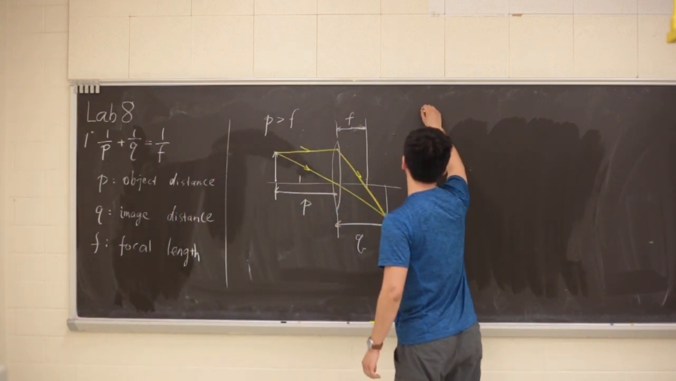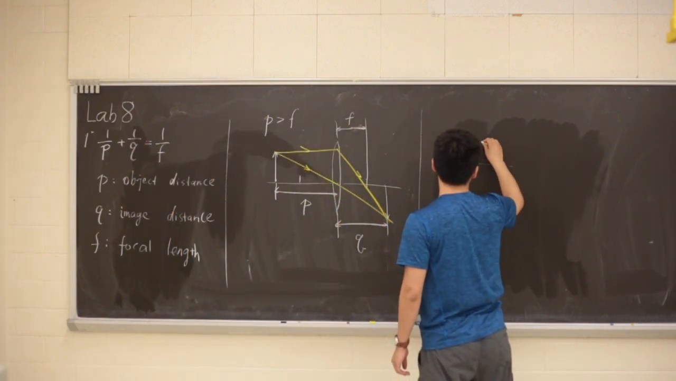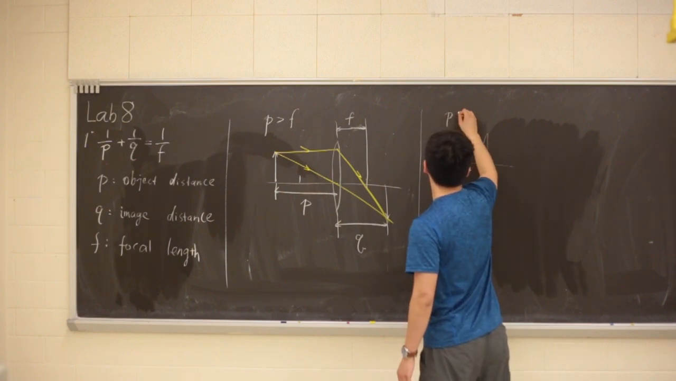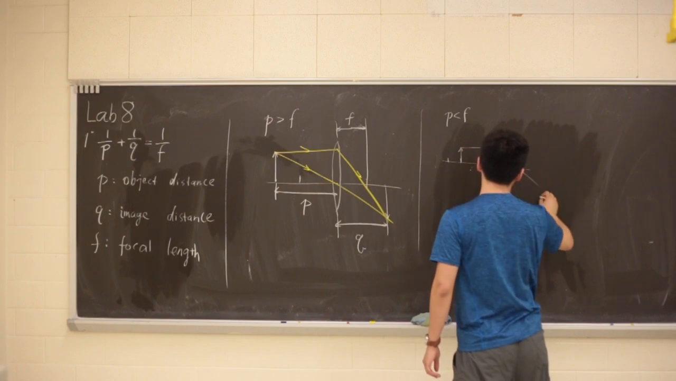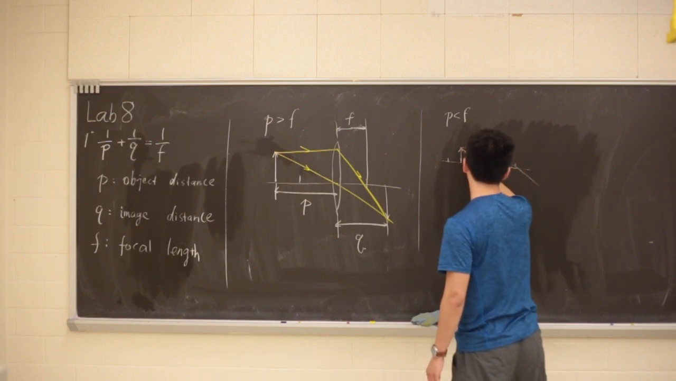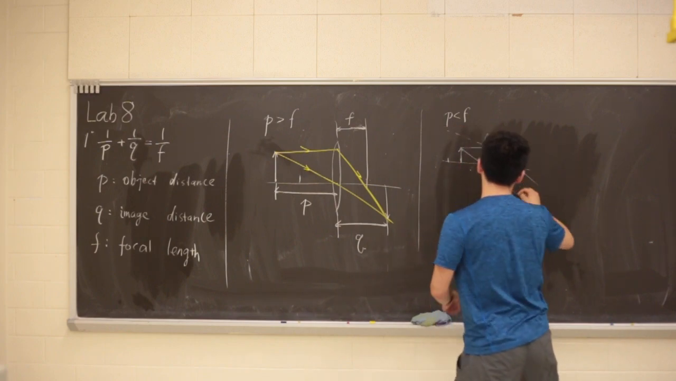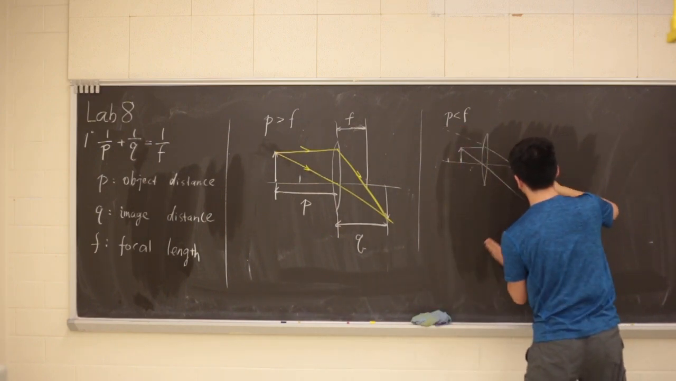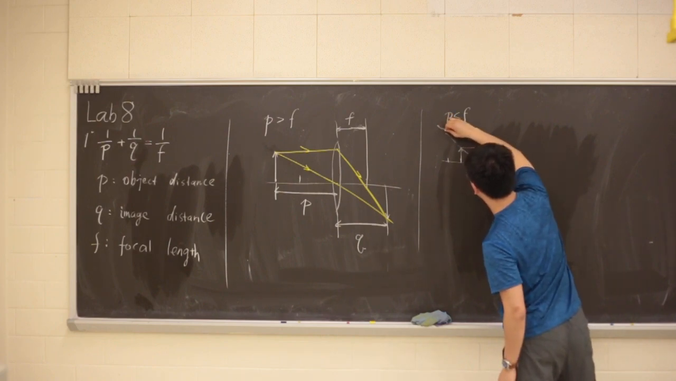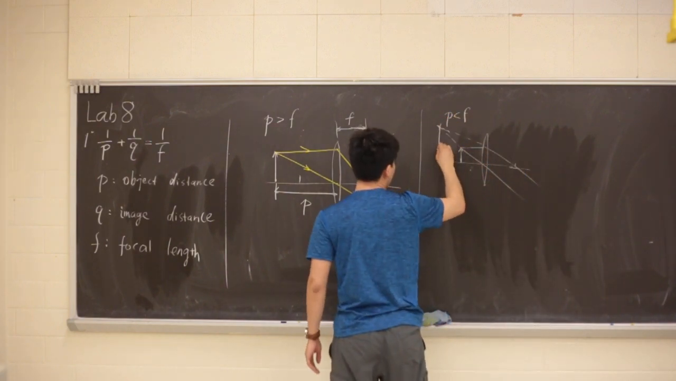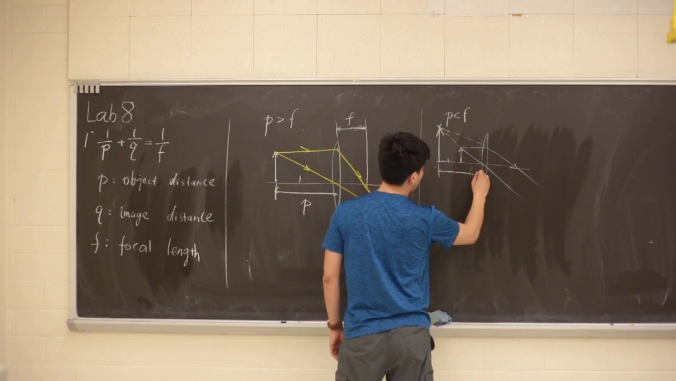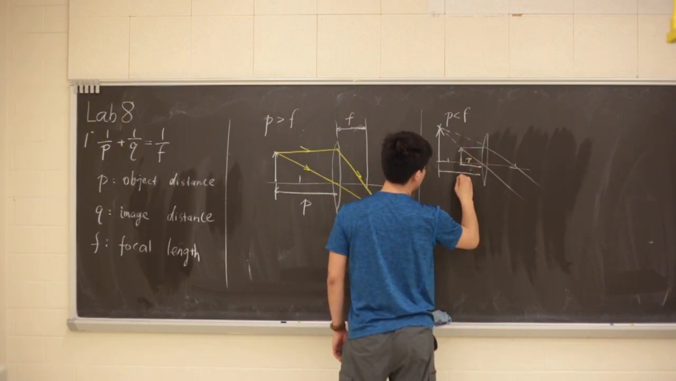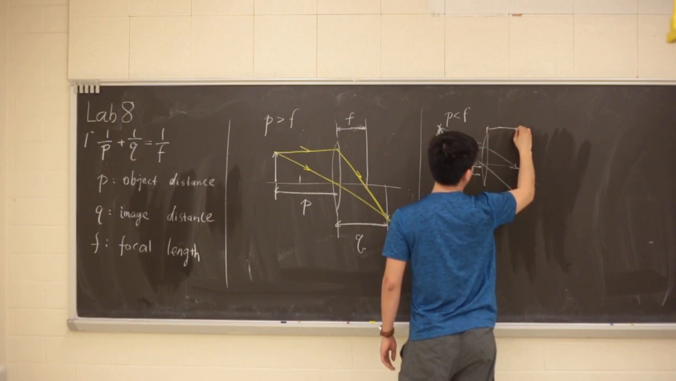And there are two more scenarios. P less than F. So here is F. P less than F. Parallel, go through the focal point, go straight through. They still will never intersect, so you need to trace back. That's our point. That will be the imaginary virtual image. That's P, Q. That's F.